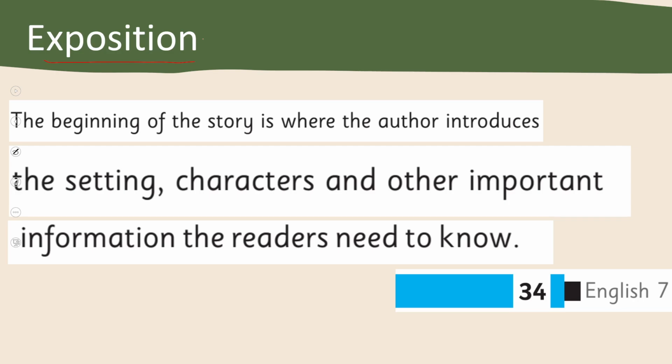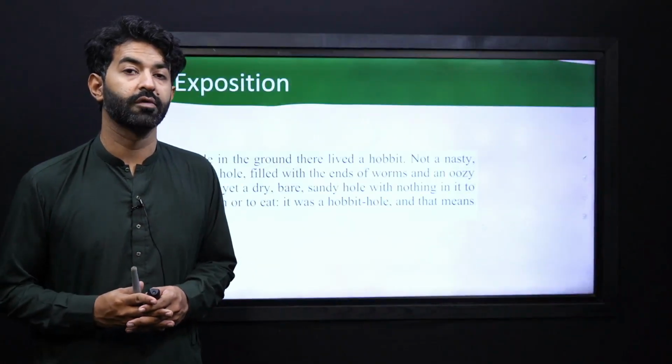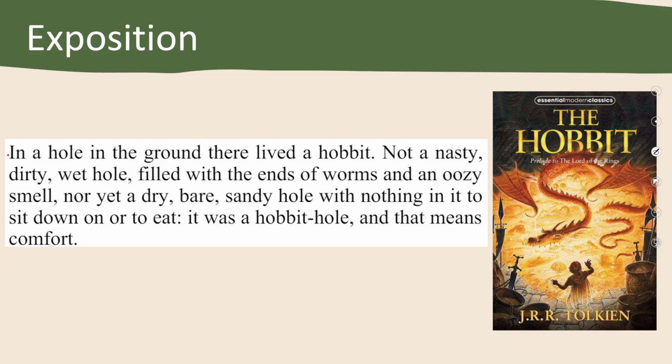The exposition or the beginning, the start of the story, is when or where the author introduces the setting, characters, and other important information the readers need to know. So all these things are developed at the very start of our story, which we call exposition. Now, my dear learners, let's look at some examples of exposition. So here you can see a passage. This is taken from the novel The Hobbit by J.R.R. Tolkien, and if you have read this or watched the film, it goes like this.